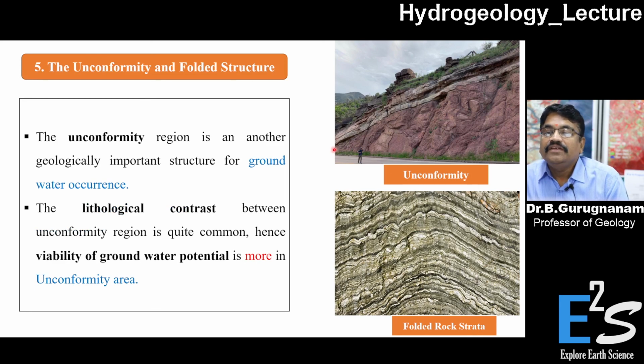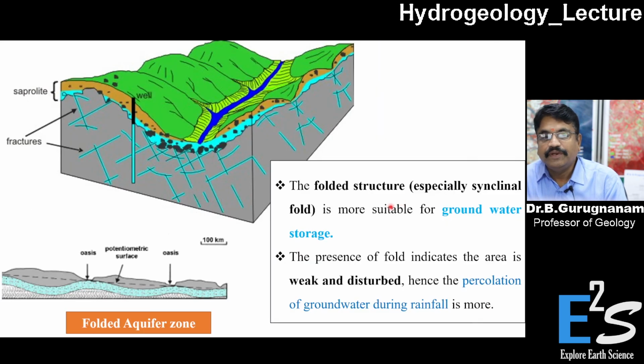The unconformity: you see the break in the sequence of the deposit. So you can find this is one deposit, this is another deposit. The unconformity region is another geologically important structure for groundwater occurrence. You can find the difference between these two, and then this is folded rock. Folded rock also helps the movement of groundwater, more in unconformity and folded structures, especially synclinal. This is a synclinal fold, and a synclinal fold is more suitable than an anticlinal fold.